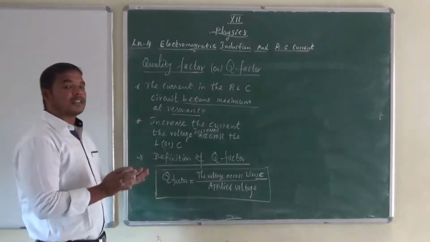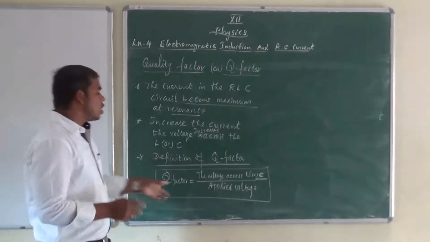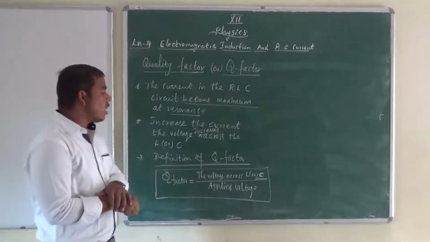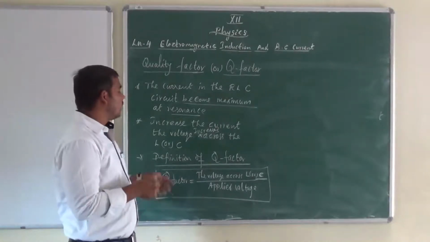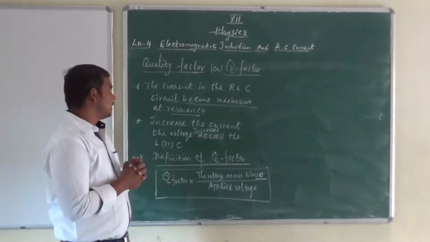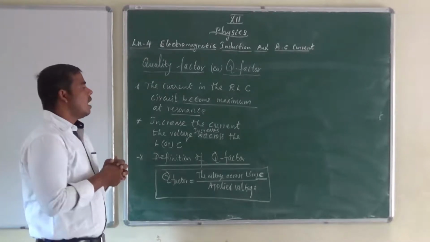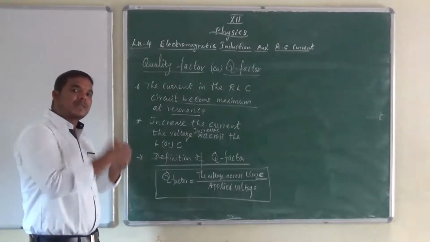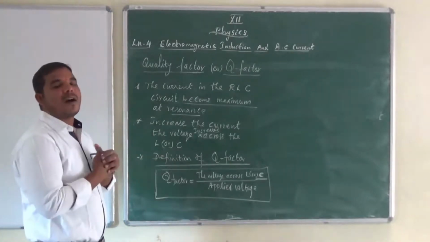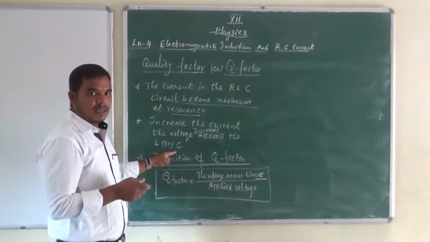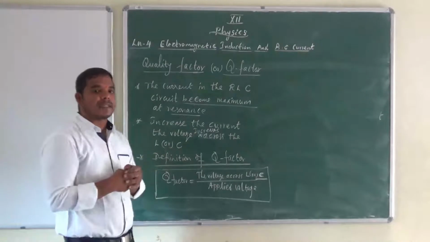So quality factor is defined as the ratio of the voltage across L or C, inductor or capacitor, to the applied voltage. What is that called? Quality factor. The current in the RLC circuit becomes maximum at resonance. When we increase the current further, the voltage across L and C increases. So we can define the quality factor.